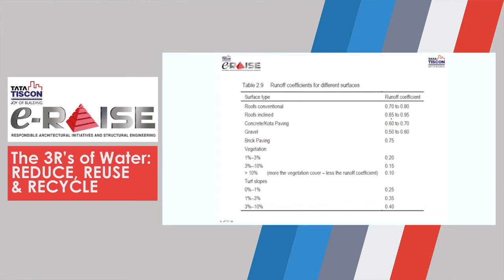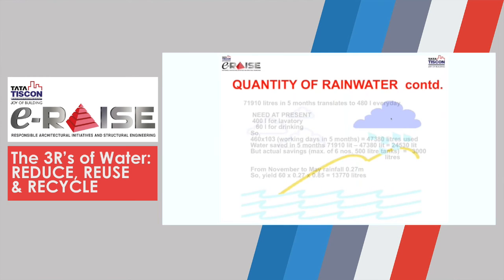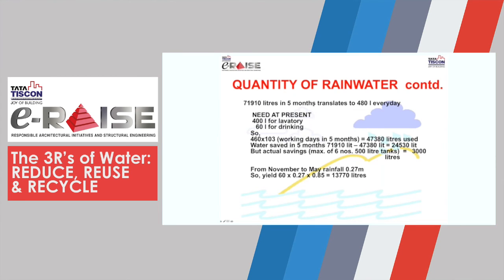What about the quantity and how does it match? So, if we are producing 71900 liters in 5 months of monsoon, that translates to 480 liters per day. And what is the need? The need is 400 liters for the toilets and 60 liters for drinking. So 460 into 103 working days in 5 months would lead to 47380 liters, lesser than what we have generated.